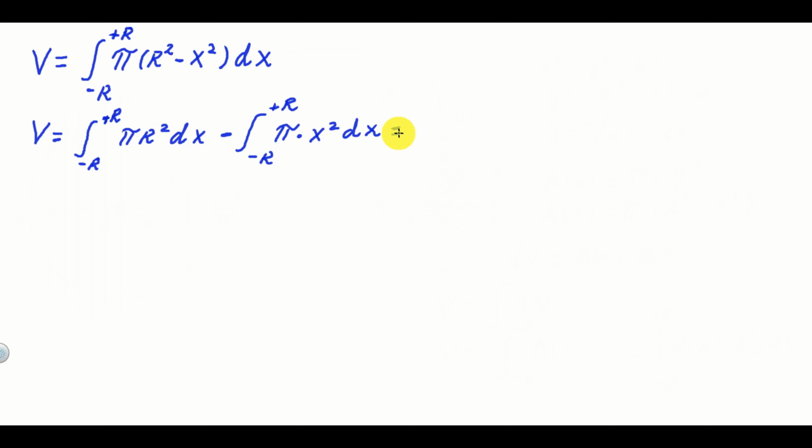Let's evaluate the first integral. The first integral becomes pi r squared. The integral of dx is simply x, and we will have the bounds from minus r to plus r. And let's evaluate the second one. We will have a minus sign over here, then we'll have pi, and we will have x to the power 3 over 3, and let's not forget the bounds. The bounds are from minus r to r.